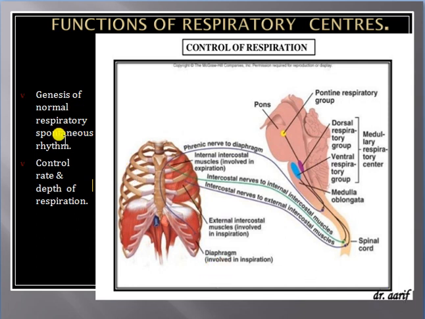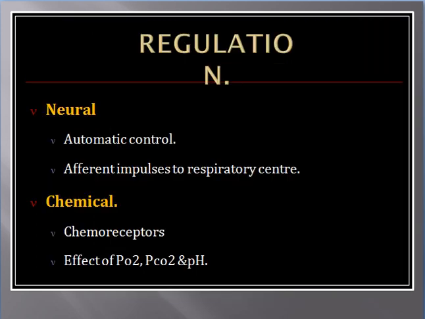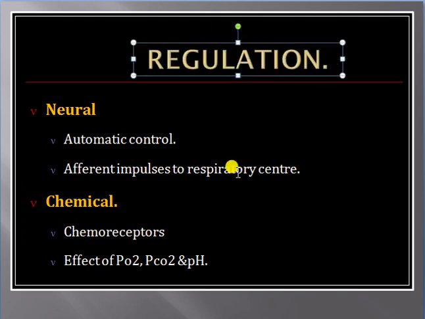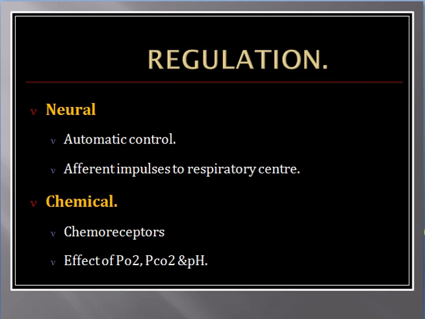Fine. So there is generation of the normal spontaneous rhythm of respiration, and control of the rate and depth of respiration, depending upon the stimulation and requirement. Neural means automatic control, with afferent impulses to the respiratory center. You know what the meaning of afferent is? The sensory information is passed to the brain. So afferent impulses are sent to the respiratory center, and then automatically the neurons are affected. Then chemoreceptors act chemically, and how the chemoreceptors are activated, and the effect of oxygen, carbon dioxide and pH in the blood, also regulate respiration.